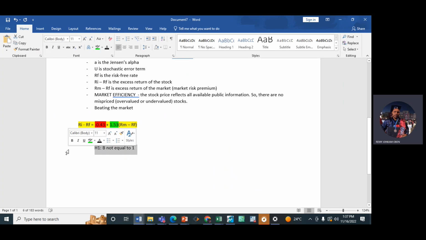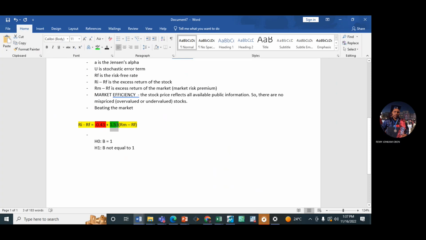If it is statistically different from 1, it therefore means that this stock has a different systematic risk from the market. If it was statistically equal to 1, then we would have said the systematic risk of this stock is equal to the systematic risk of the market. But since we have seen that it is statistically different from 1, it means the systematic risk of the stock is different from that of the market. So now we need to check, is it riskier or less risky? Of course, 1.53 is greater than 1. What does it mean? It means that the systematic risk of this stock is higher than the systematic risk of the market.